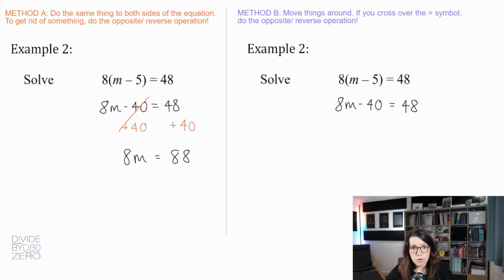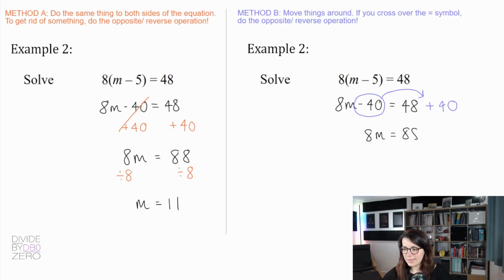Now I want to get rid of the 8 in front of the m. And remember, 8m in algebra means they're actually multiplied together, 8 times m. So to get rid of it, I have to do the opposite, which would be to divide by 8. And therefore I get m, which is what I want, and then 11 here. Let's do method B now. I can move the minus 40 onto the other side and it becomes plus 40. So I get 8m equals 88. And then I can move this 8 over to the other side and it becomes divide by 8. So again, I get m equals 11.